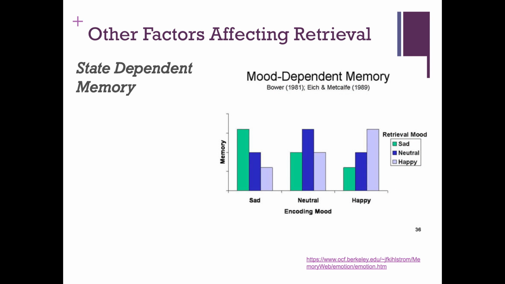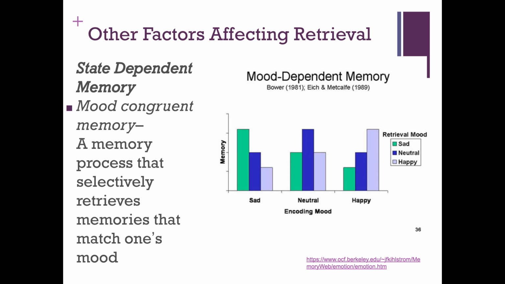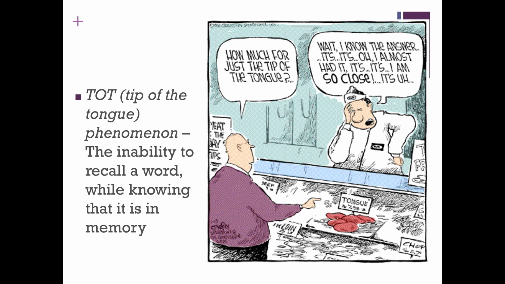Mood can also influence memory. State-dependent memory, mood-congruent memory. We've all been in a situation where we're in an incredibly bad mood. Maybe we're very, very sad, and all of a sudden, really sad memories all start flooding back to us all at once. Similarly, if we're happy, research shows that we're more likely to retrieve happy memories. So mood can also influence memory retrieval.